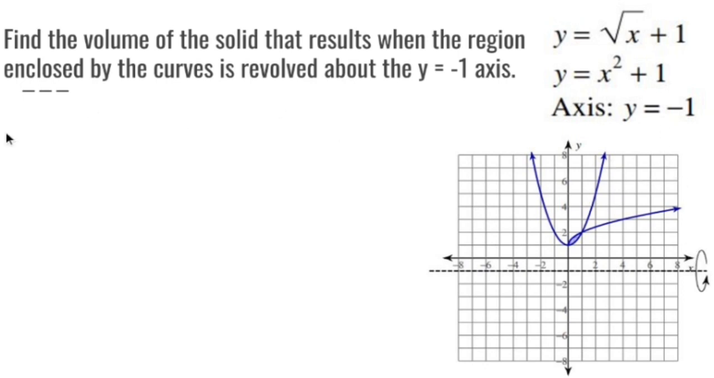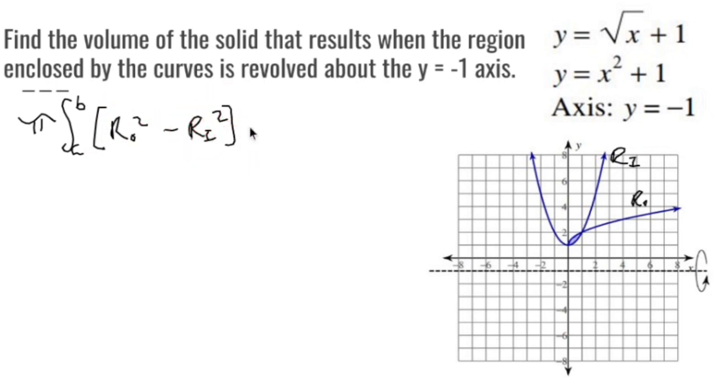So when it was spinning around the x-axis and you use the washers, you have your lower limit, you have your upper limit. You throw a pi there. Okay. And when it's washers, you take what you determine to be the upper curve, which is R_O, and we have R_I here. What you did back then is you would say R_O squared minus R_I squared dx. Well, when it was the x-axis, y is 0. So that was fine.